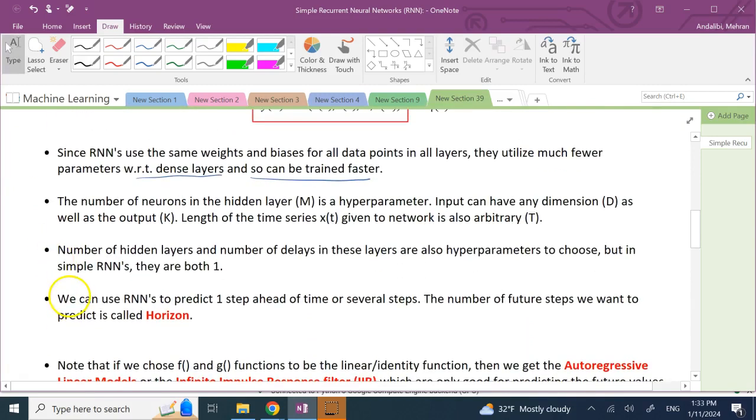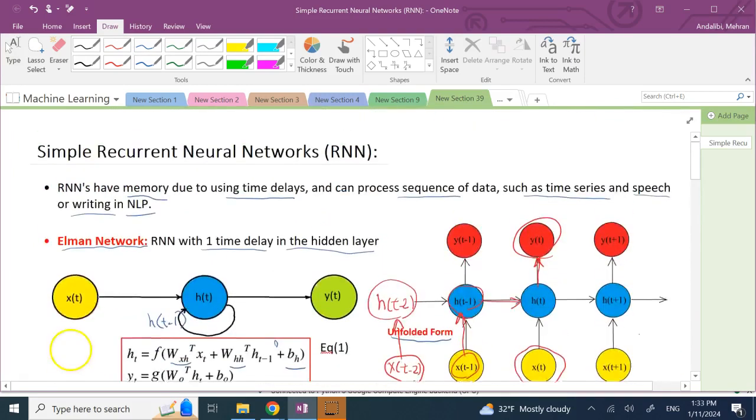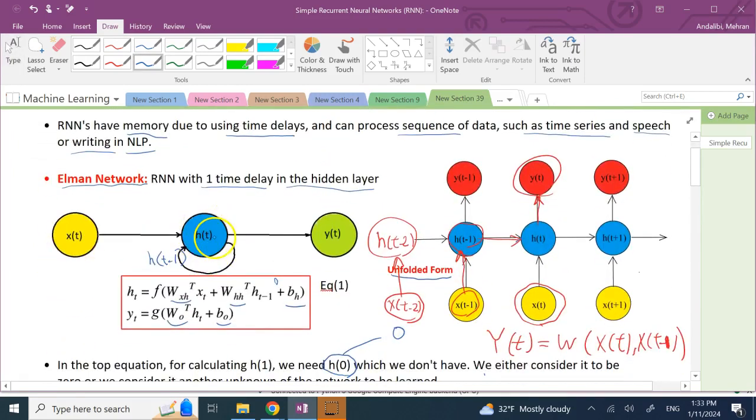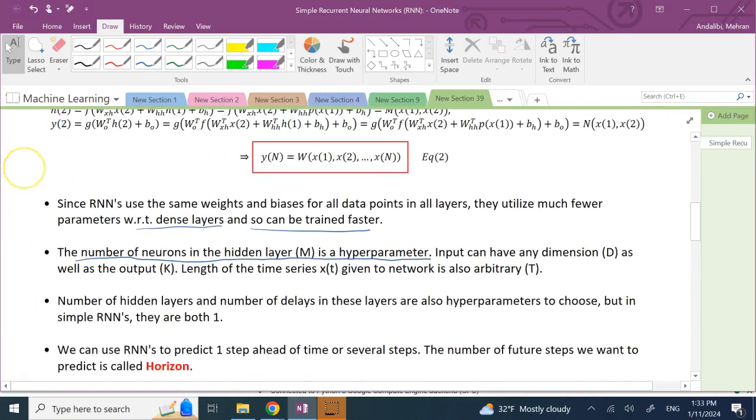Now, the number of neurons in the hidden layer is a hyperparameter. So in this hidden layer, you can have as many neurons as you want. The dimension of the input can be any dimension. It doesn't need to be a scalar, okay? It can have as many dimensions as you want. We can call it D. As well as the output. The output can have as many dimensions as you want. You might call it K.